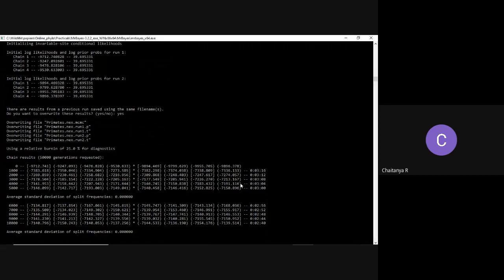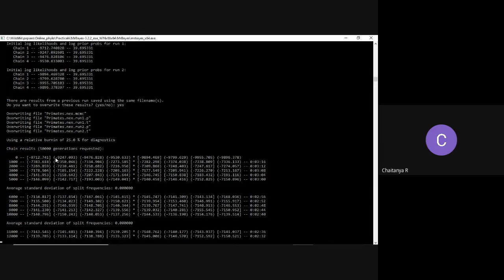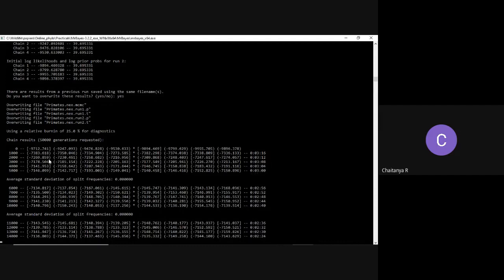Also, interestingly, you'll notice that amongst the 4 chains, there are 3 chains with regular brackets and 1 chain with square brackets. Can anyone tell me what that means? Make a loud guess. It's the highest value.